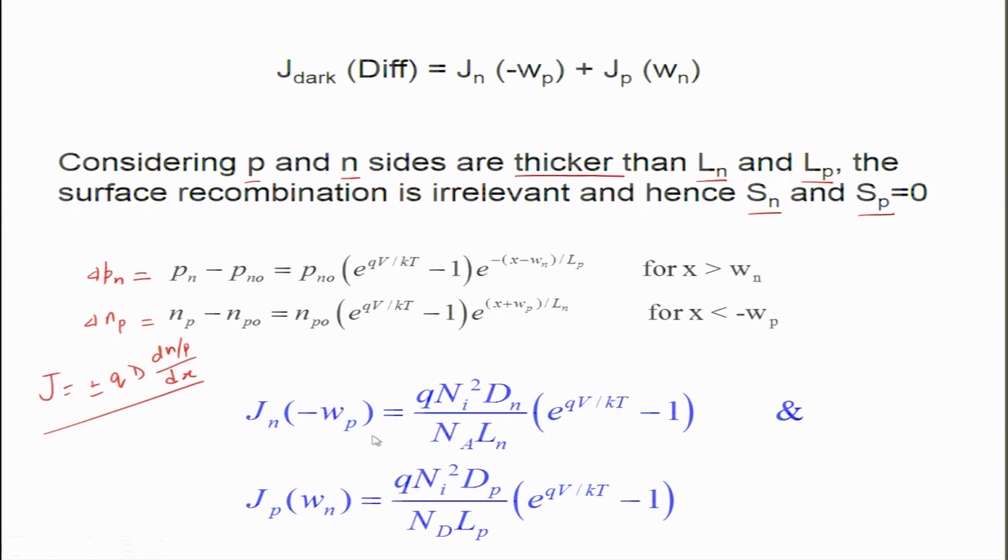So, Jn at minus Wp is nothing but q ni square Dn divided by Na Ln into exponential qV by kT minus 1. The similar expression, except that you have P replaced by N and A replaced by D, you get for Jp, and if you sum these together you will get the same current as you get in a PN junction in dark. So, this is the dark current in a PN junction, which is a result of diffusion.